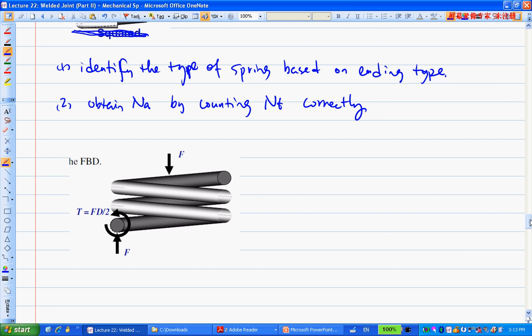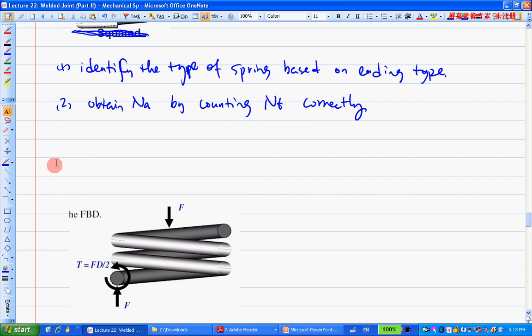So now next is stress. What kind of stress do we see in the spring? It's actually quite common, very simple.